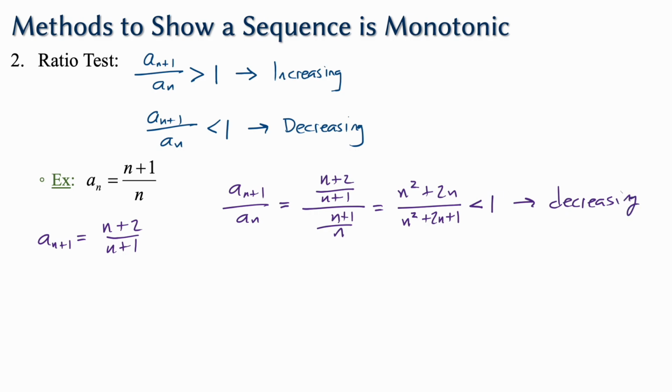Now, just like our previous example, we can clearly see as n approaches infinity, this also approaches 1. So again, just like before, because we know that this sequence is always getting smaller yet approaches 1, our conclusion also can be that this is bounded.